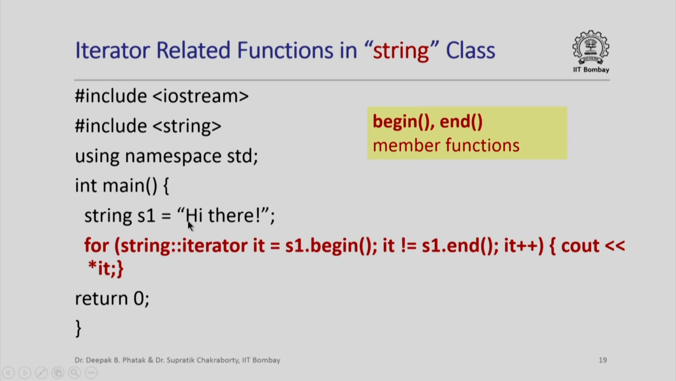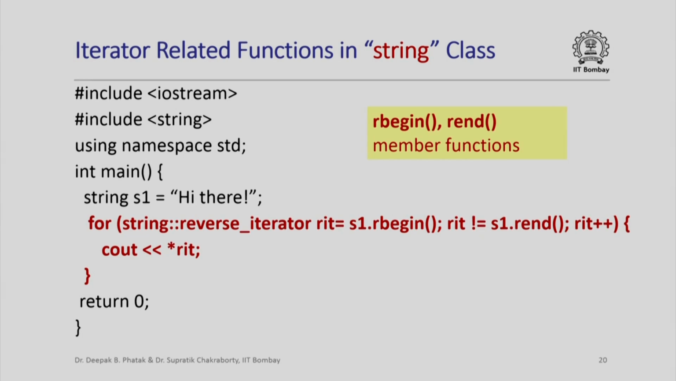So when I print out star IT, I will get H. When I do IT plus plus, the iterator points to I, so when I print star IT, I will get I, then I will get space, then I will get "there!". After that, when I increase IT by saying IT plus plus, it actually matches S1.end. S1.end returns an iterator pointing to just after the exclamation mark, just after the last character in the string has been examined, and therefore at that point we stop and come out of the for loop. So what is this program going to print? It is going to print exactly the string S1 as we have seen here. So I will basically get "hi there!".